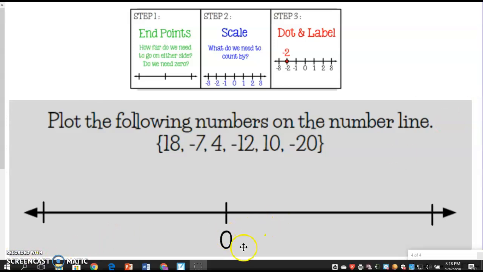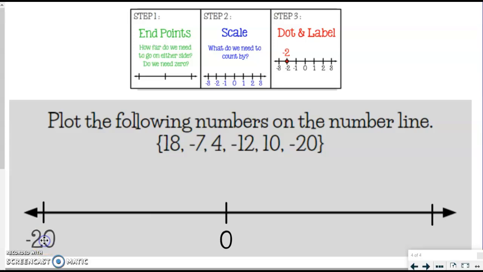But yes, we did determine we needed 0 on here because I have both positive and negative numbers. And I already put a tick mark here for my endpoints. So we need to look at our numbers and see how far away from 0 we are going. Well, the farthest number away from 0, not the biggest number, but the farthest from 0, is -20. So if that's how far I have to go on one side, then that's also how far I have to go on the other side. Because if you look, now I know I didn't put this perfect, but these tick marks, these endpoints, are the same distance from 0.